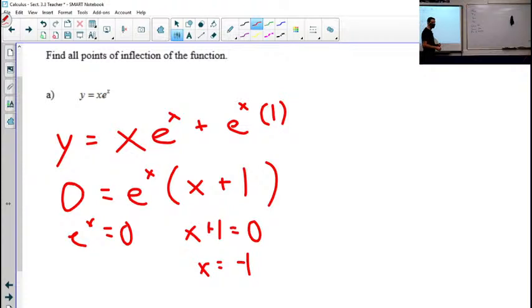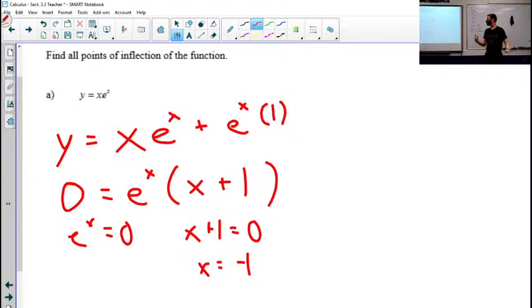Is there an exponent I can put here and then have the answer be 0? Give me the answer again. 0? e to the 0. Oh, that's going to give us 1. So there's not. e to a negative is going to give us a fraction.